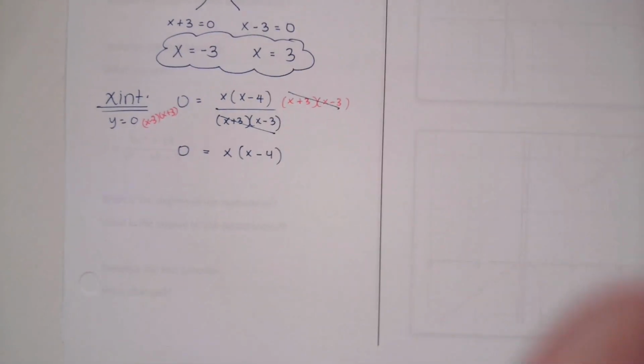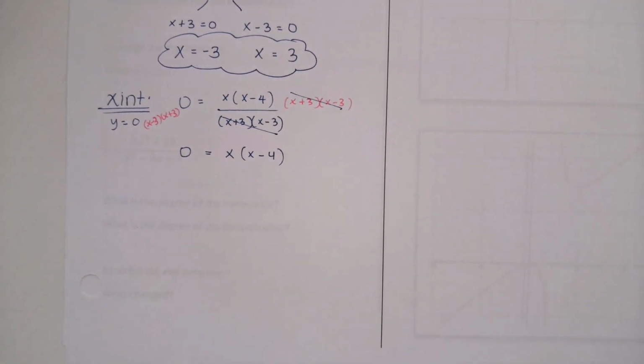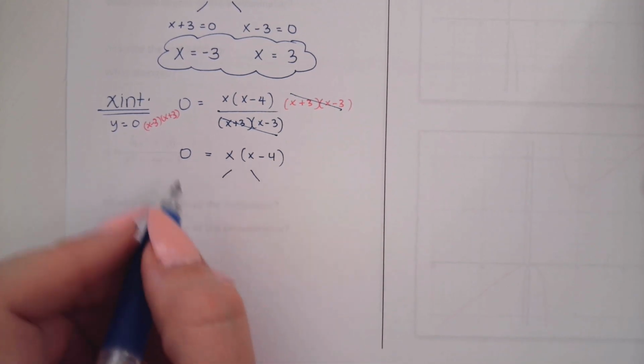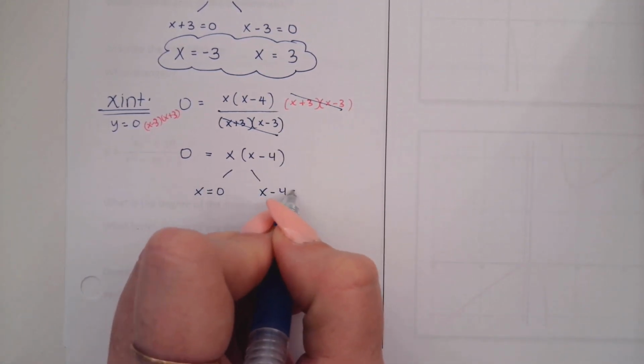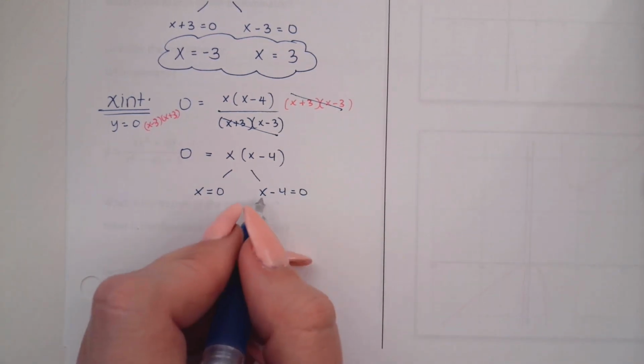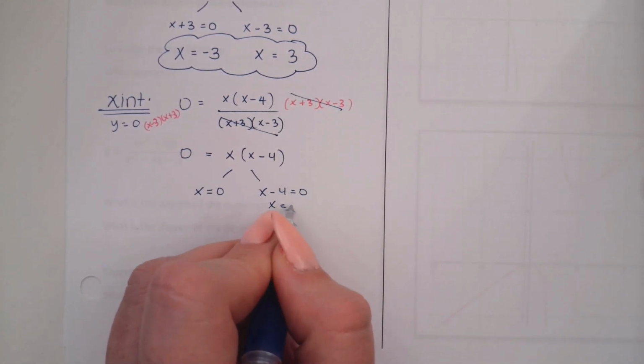So if I have two factors in that numerator that both equal 0, how many x-intercepts are we going to have? 2, yeah. So one of them is going to be when x equals 0. One of them is going to be when x minus 4 equals 0. So that would be when x equals 4.